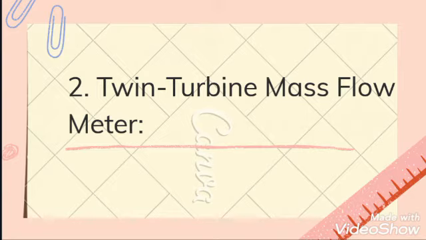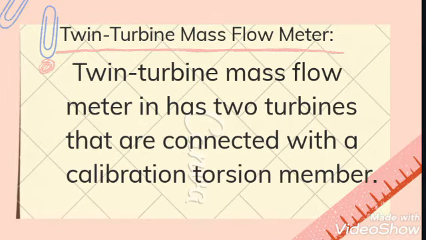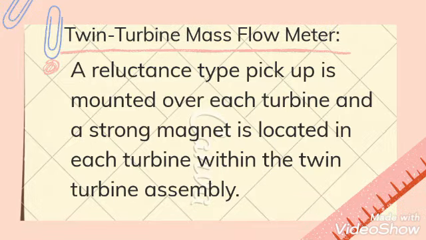The second type is the twin turbine mass flow meter. In this type of mass flow meter, two turbines are mounted on a common shaft. So this is called the twin turbine. The twin turbine mass flow meter has two turbines that are connected with the calibration torsion member. So there are two turbines that are connected. A reluctance type pickup is mounted over each turbine and a strong magnet is located in each turbine within the twin turbine assembly. There are two pickups.